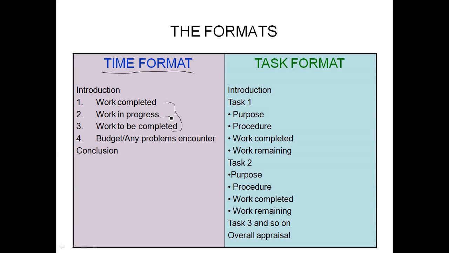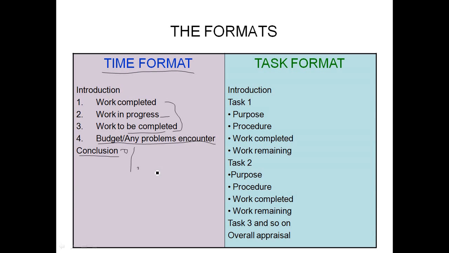Work in progress is the list of activities that we are currently working on, and then work to be completed. Within these three stages, we can also talk about the budget or any problems that we have encountered or are facing right now. And in the conclusion, we talk about what percentage is done, and whether we are ahead, behind, or just on time.